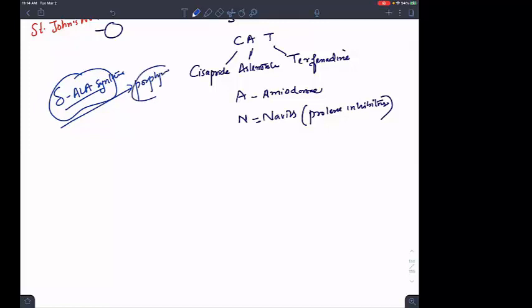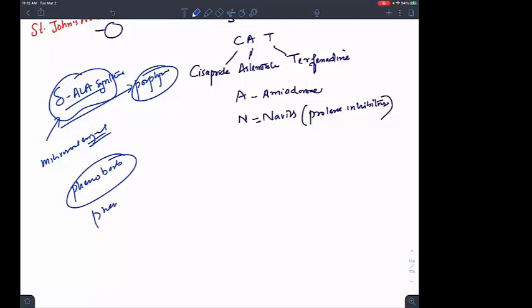So tell me one thing. First thing I will tell you, this ALA synthase is a microsomal enzyme. So will it have inducers and inhibitors? Yes, sir, it will have inducers and inhibitors. One of the inducers is phenobarbital, and another is phenytoin. What is happening is, once you are giving this to a patient, it will increase the synthesis of porphyrin.